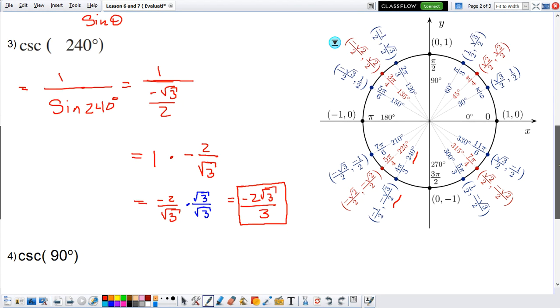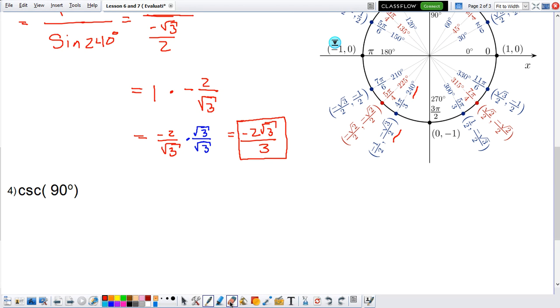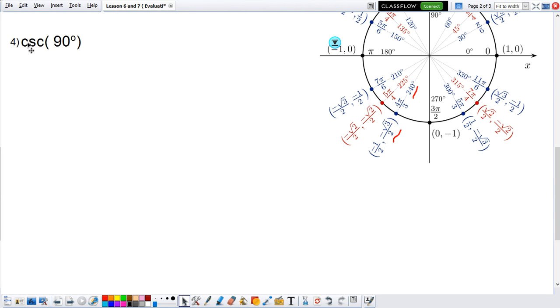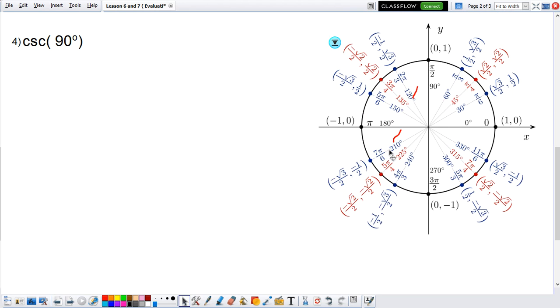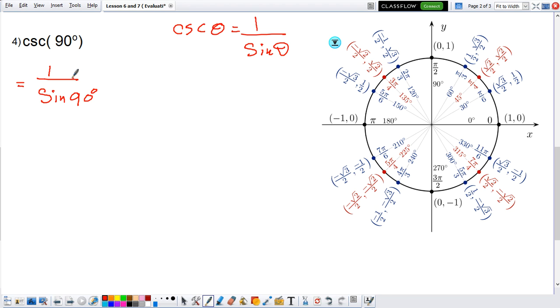Now let's look at our final example here. Cosecant of 90. Let me make some space here. There's a cosecant of 90 degrees. We have a unit circle here. We want to find the exact value, so we've got to use the unit circle. So now we have cosecant. I know that cosecant is the same as 1 over sine. So now the cosecant of 90 is the same as 1 over the sine of 90 degrees.